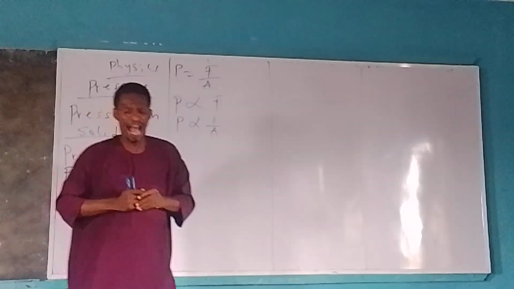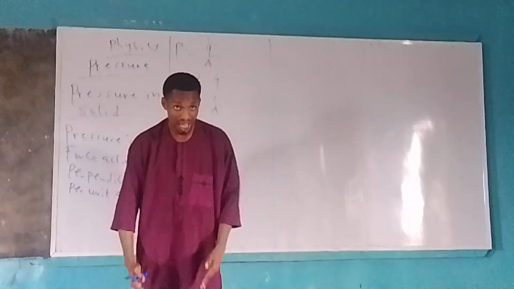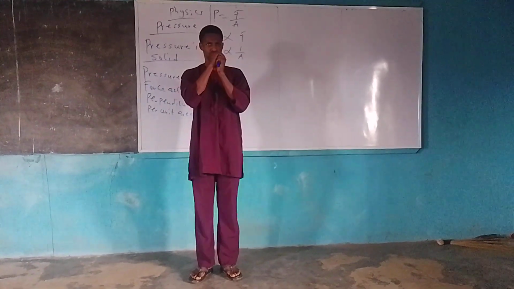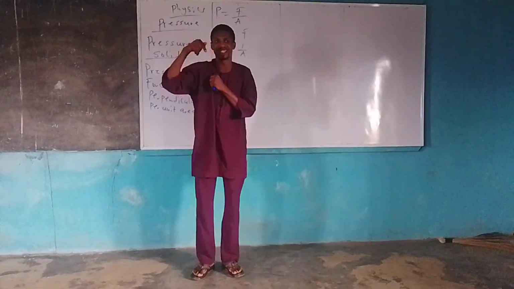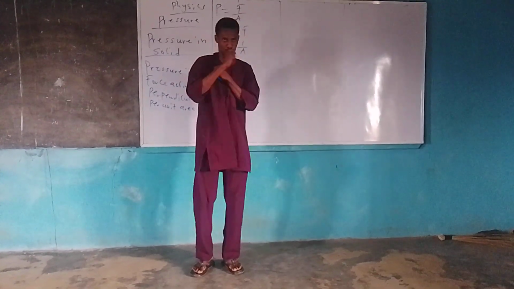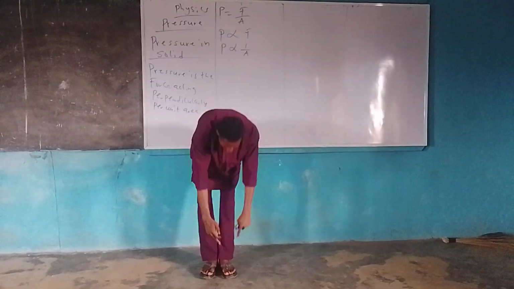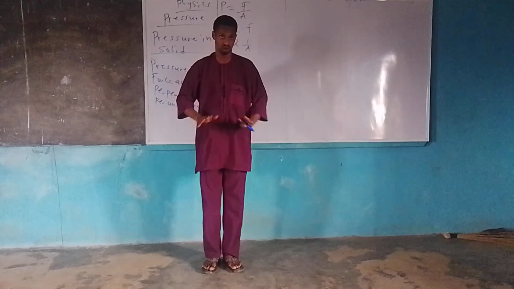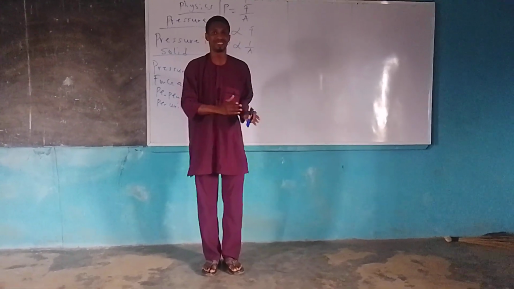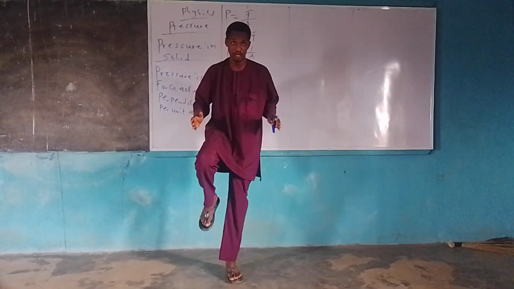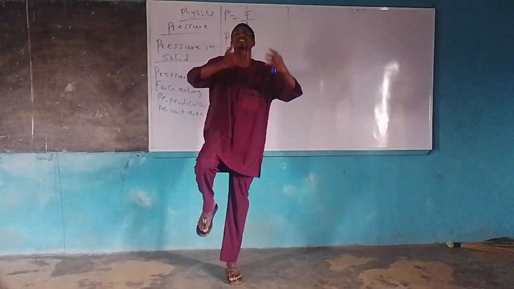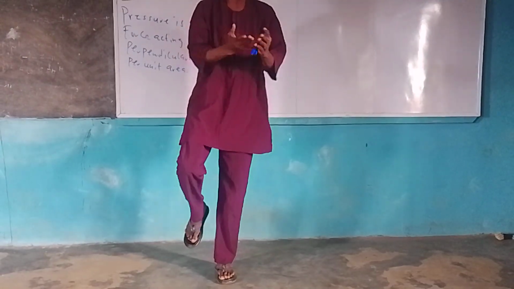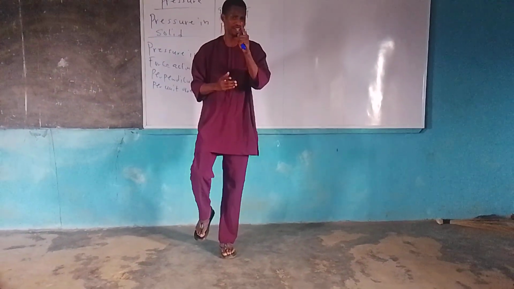That is why, when I'm standing with my two legs like that, you are exerting pressure on the ground, but the pressure is not much. Why? Because all your feet are balancing on the ground. Compare that with when you raise up one leg: the pressure is more. Why? Because the surface area is small.